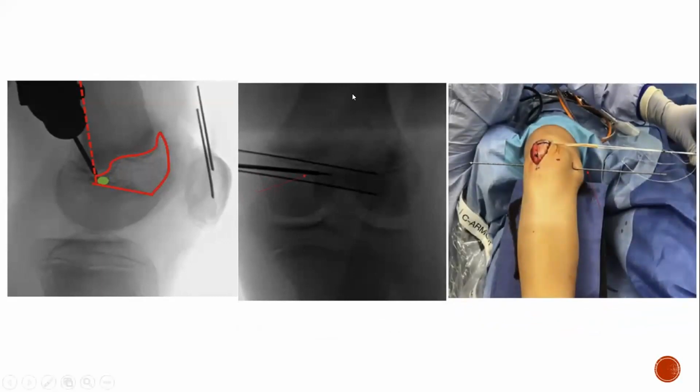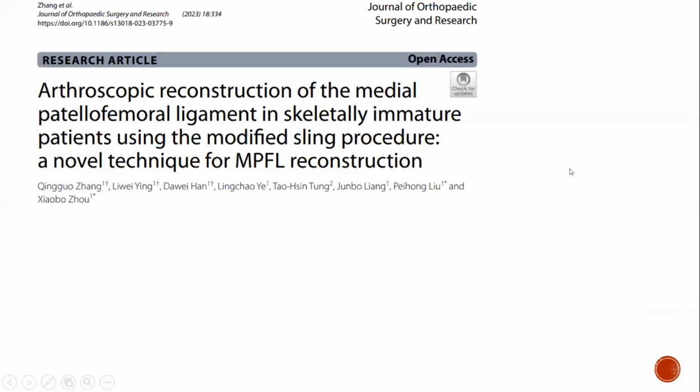On the patellar side, it has been anchored with suture anchors, and it has been shuttled between layers 2 and 3 of the retinaculum and fixed to the femur.